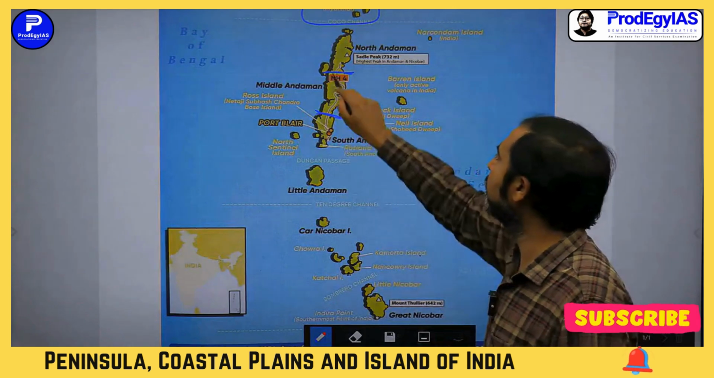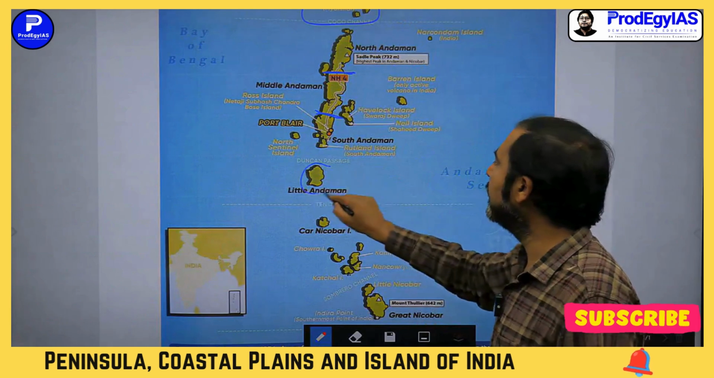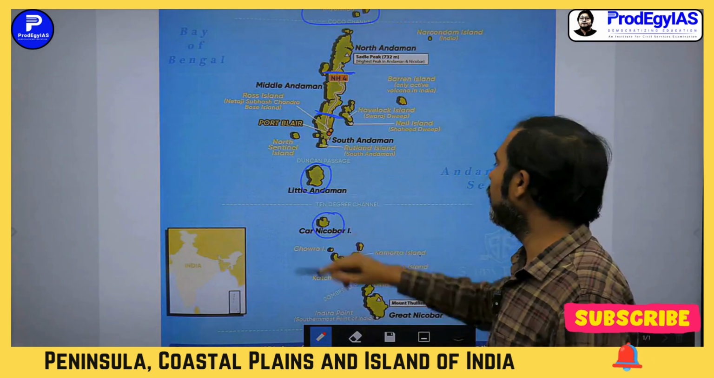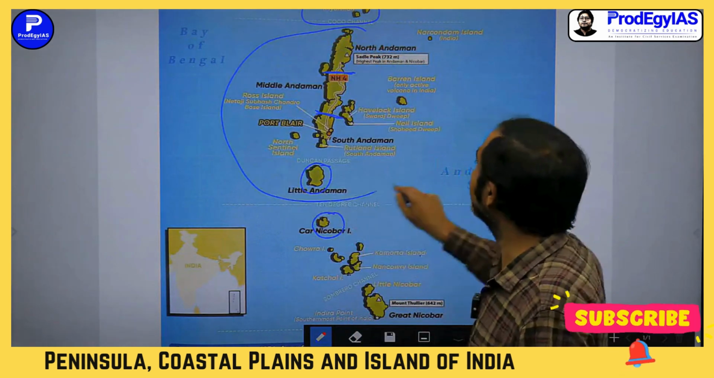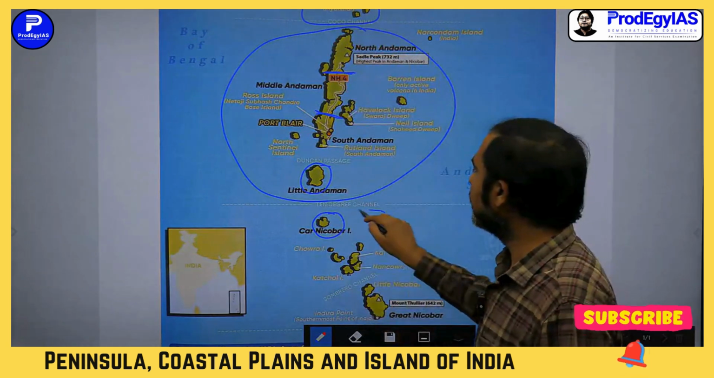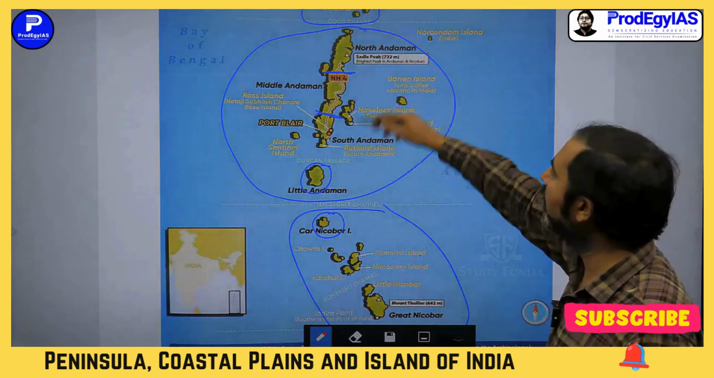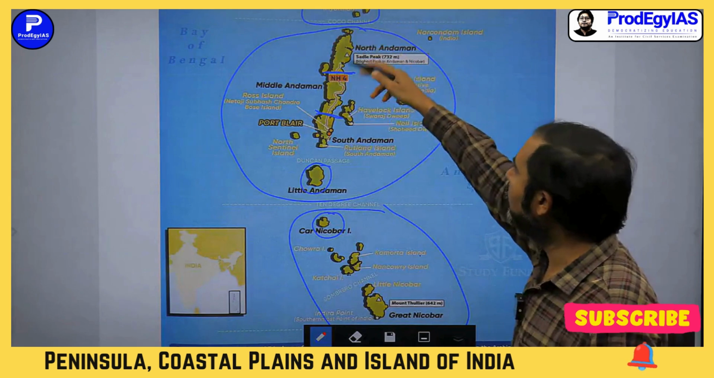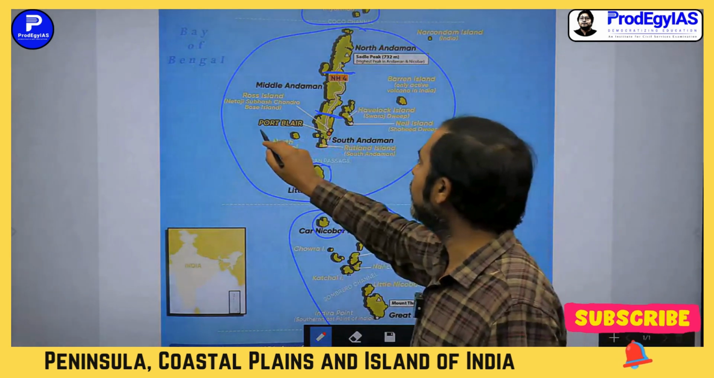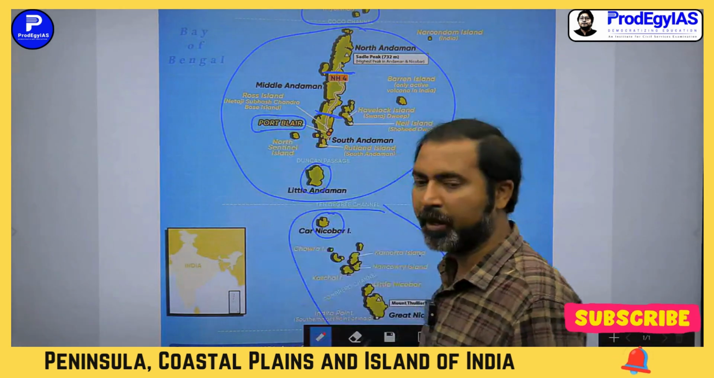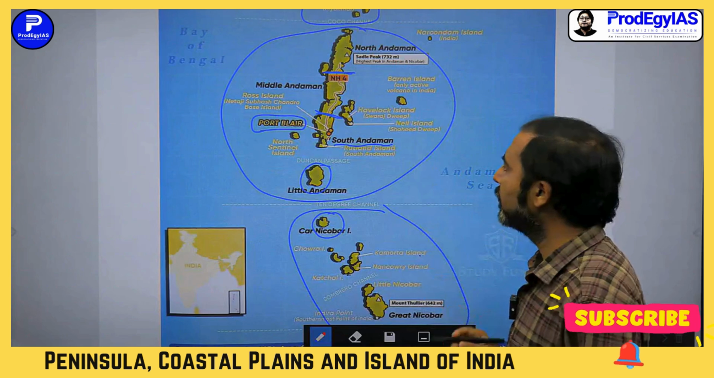It can be divided in this manner: North Andaman, Middle Andaman, then South Andaman. Then this is Little Andaman. Then this group of islands is Nicobar. This group is known as Andaman, right? Then this group of islands is known as Nicobar. So under the Andaman islands, there is North Andaman, Middle Andaman, and South Andaman. You can see that Port Blair, which is the capital of the Andaman and Nicobar Islands, is located in South Andaman, right? Port Blair.